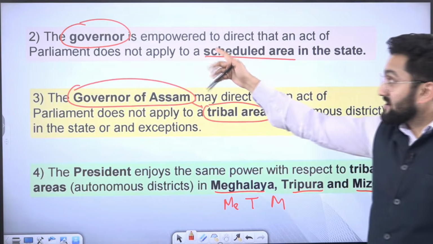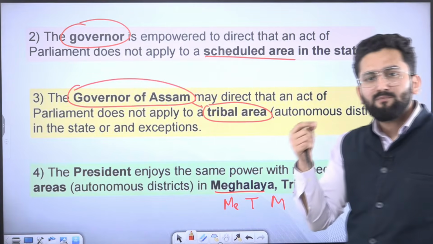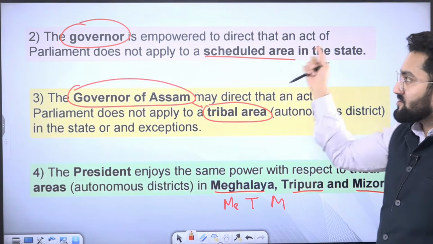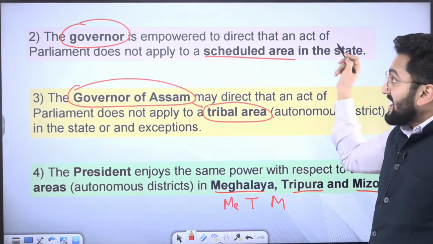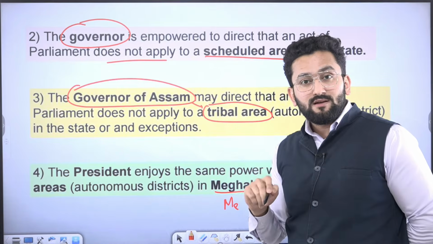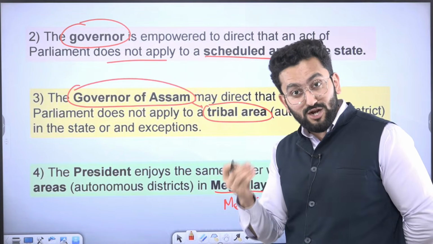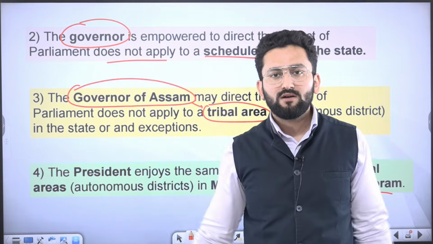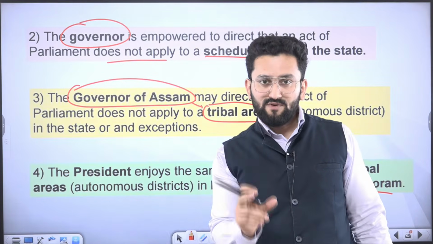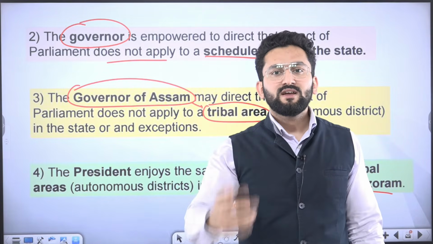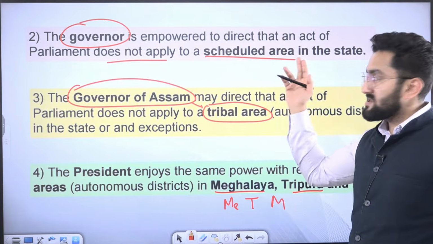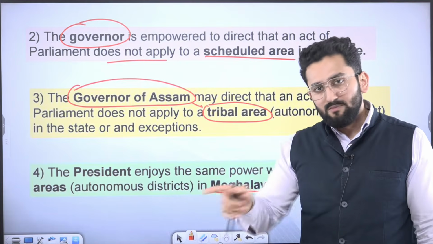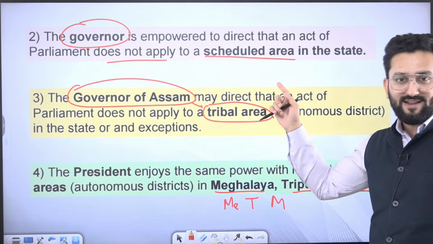Now, second case. The Governor is empowered. So the Governor is empowered in what context? In the context of scheduled areas. So what can they do? They can direct that an Act of Parliament does not apply. So even if Parliament has made a law and this law is going to be applied in the whole area, all the territory of India, then the Governor of some state may present a regulation, and in that regulation the Governor will say no. Even if this is a parliamentary law, it is not going to be applicable in the scheduled area.